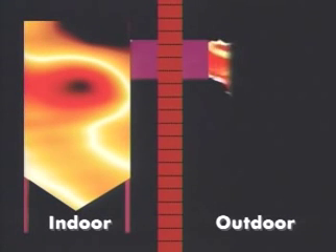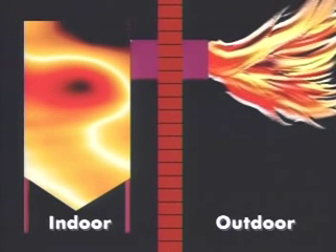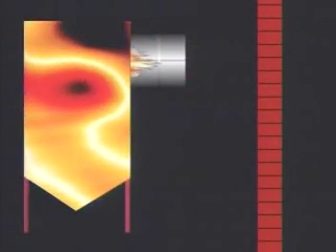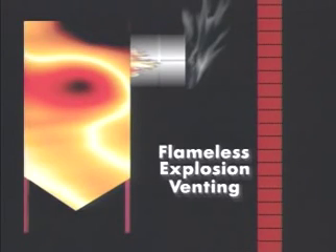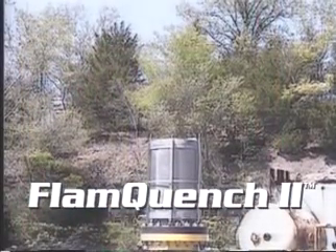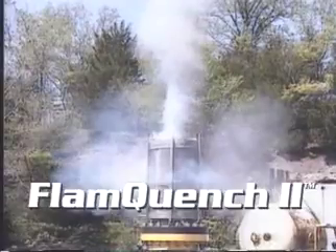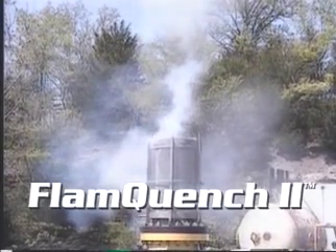Flameless explosion venting. When process equipment is located indoors, one protection strategy is to duct the explosion discharge to the outside. However, this will increase the required vent area. Another protection strategy for indoor equipment is flameless explosion venting. Flameless explosion venting provides fast, reliable explosion pressure relief while retaining particulates and extinguishing the flame from the explosion. Flame Quench 2 has been tested and has been accepted by listing organizations in the United States and Europe.